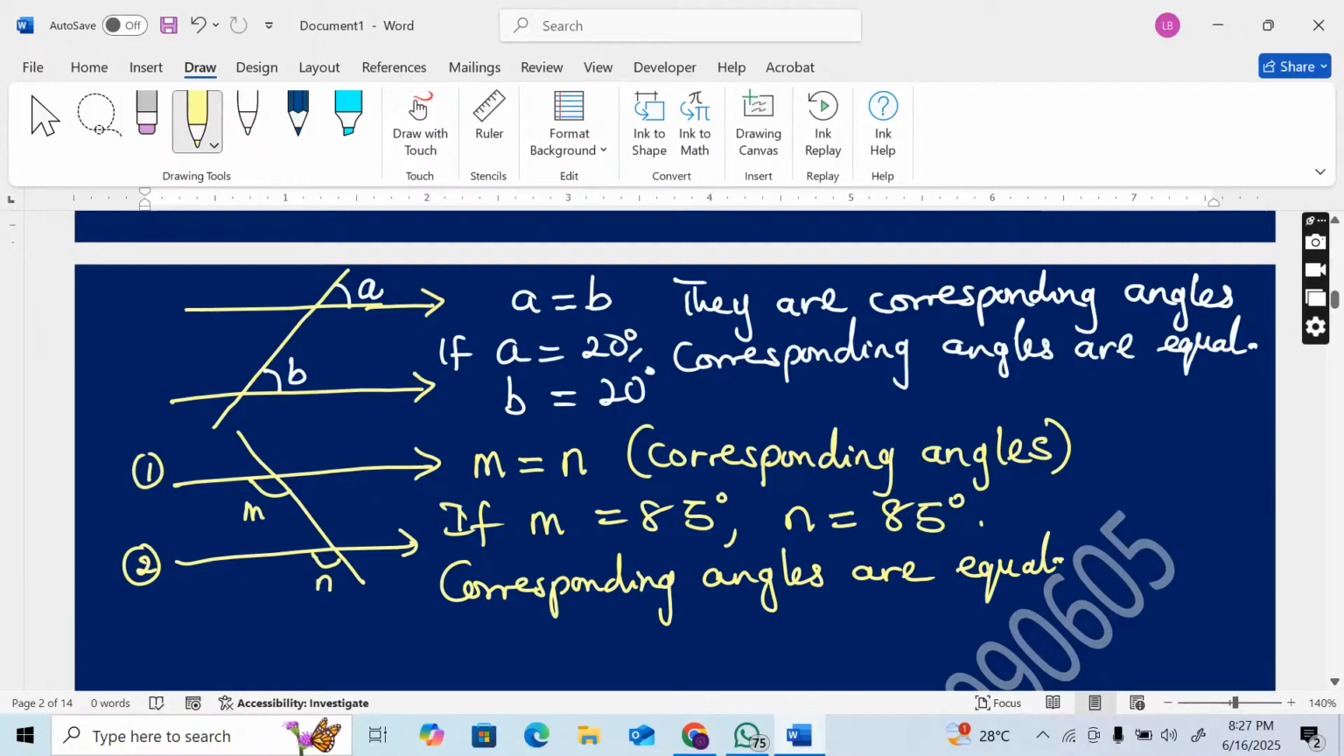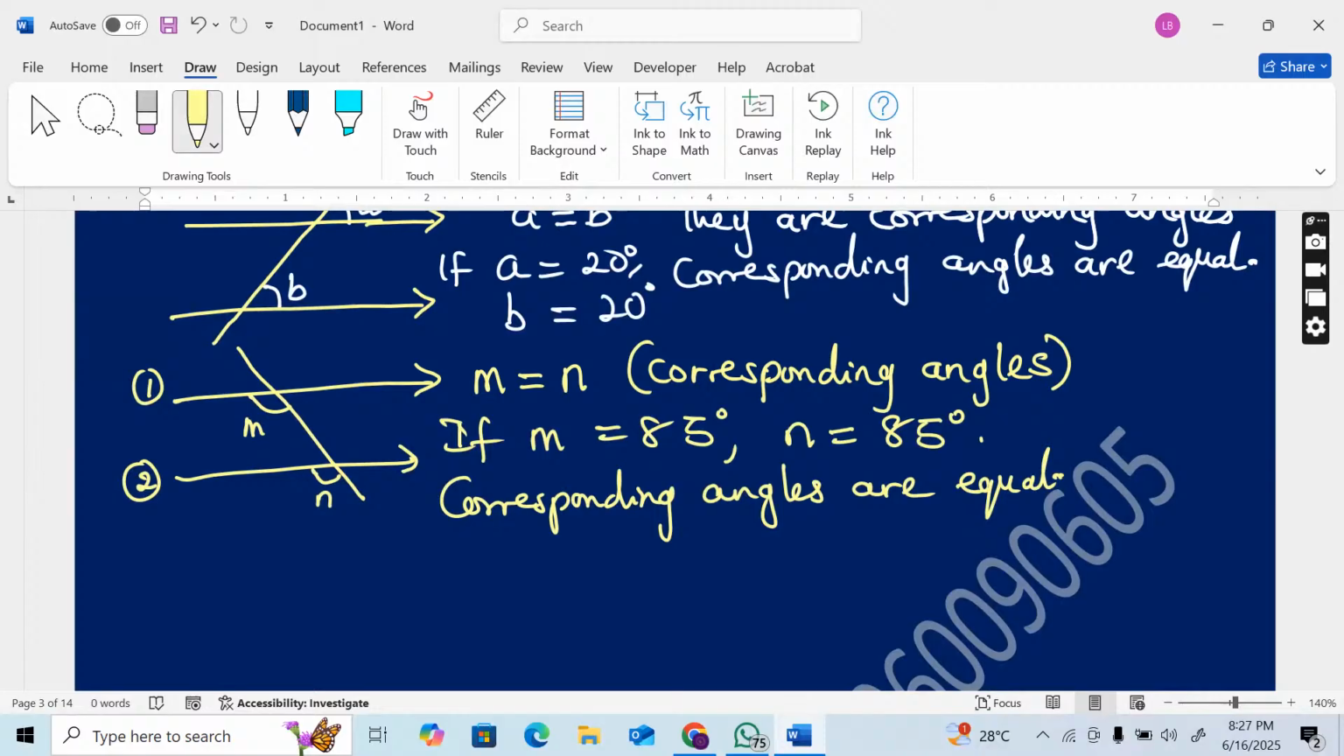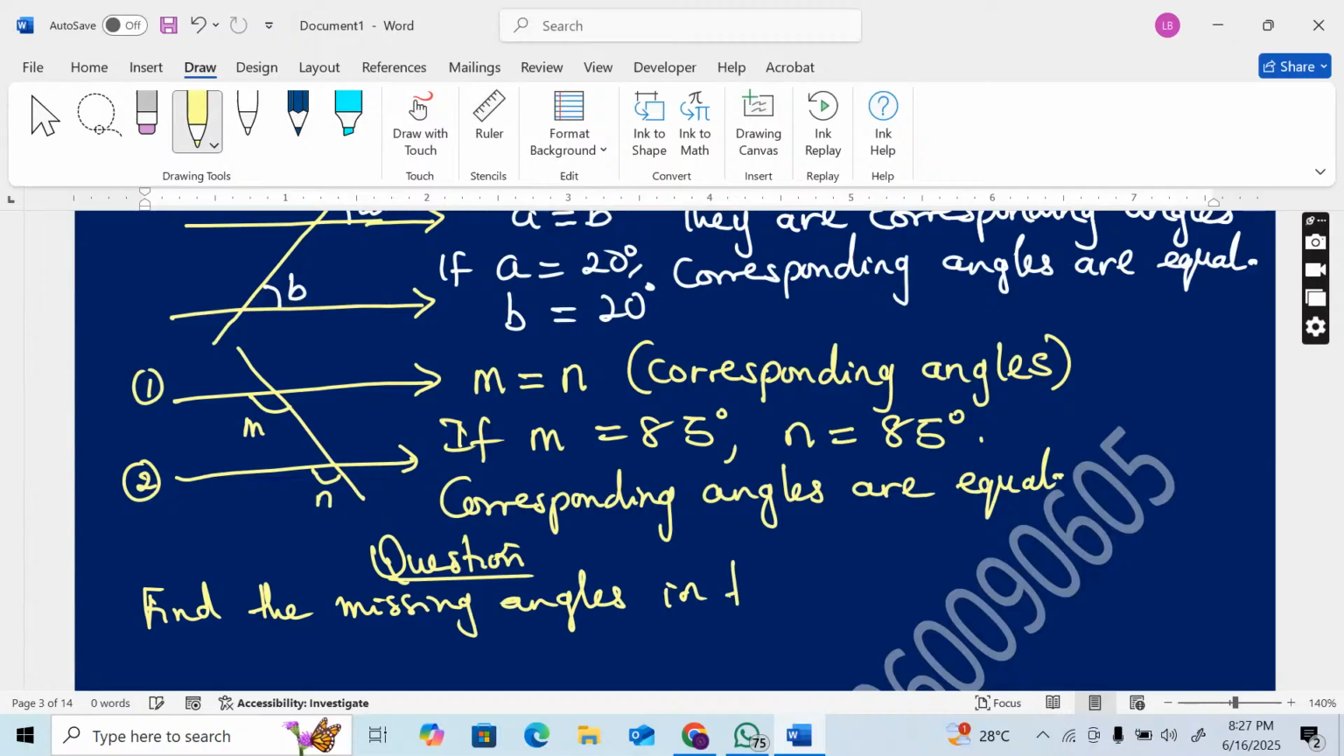Now I'm coming up with my first question. Make sure you pay attention. Make sure you are writing everything you can see on my screen. So it is question time. Pay attention. Find the missing angles in the diagram below.